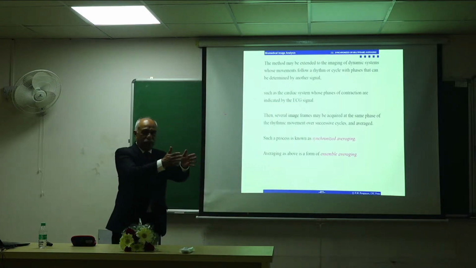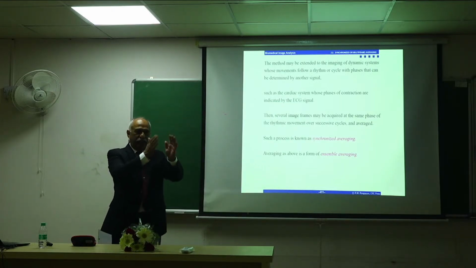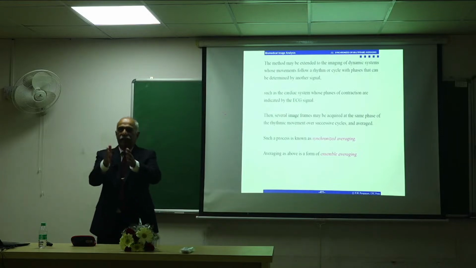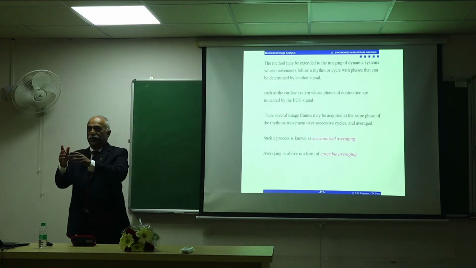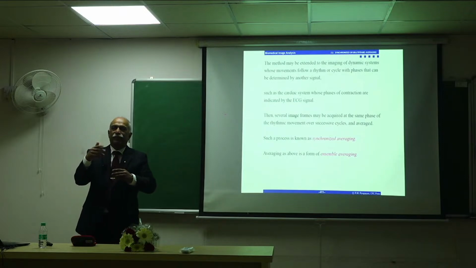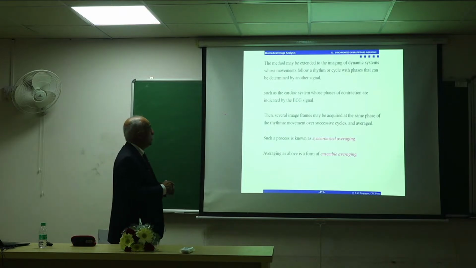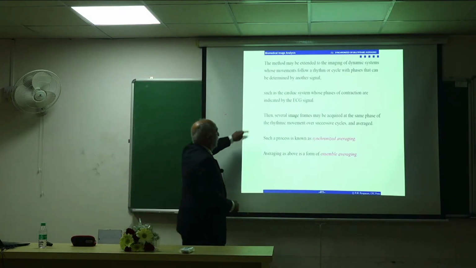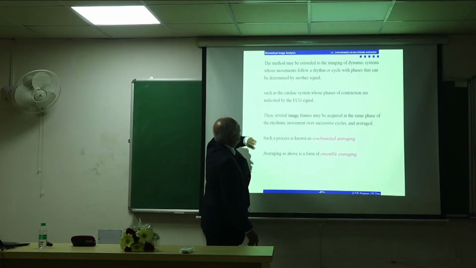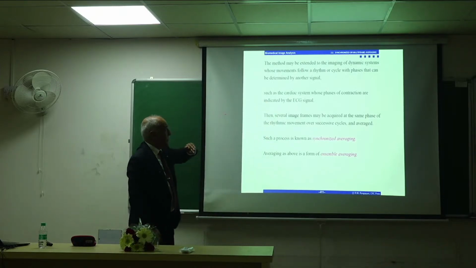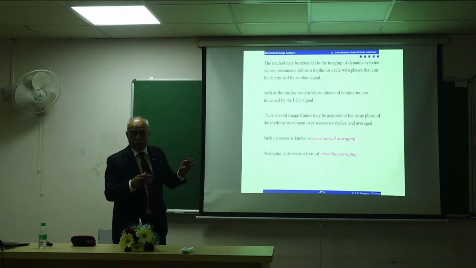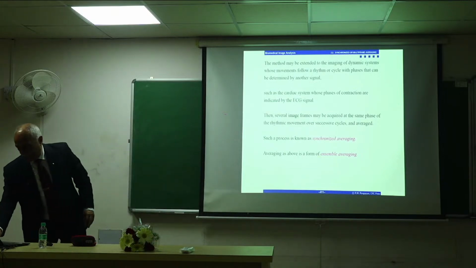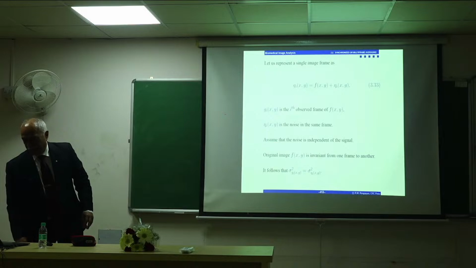You're getting ensembles of images taken at a certain instant in a situation which is changing, but the same thing is happening repeatedly. So the cardiac system, whose phases of contraction are indicated by the ECG signal, facilitates such acquisition of images in nuclear medicine imaging.